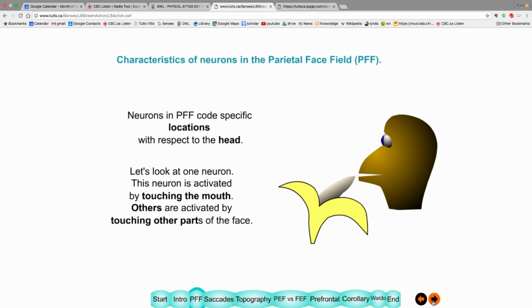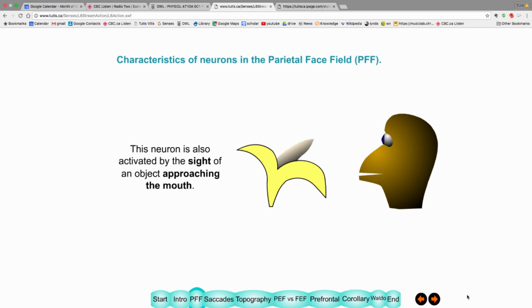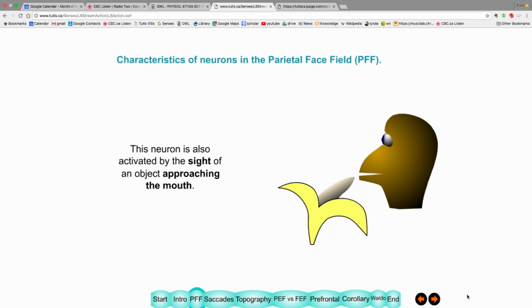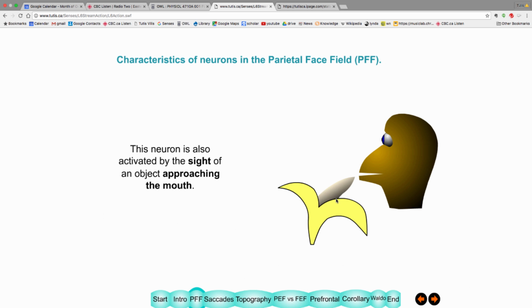Now, let's look for a minute at the parietal face field. Again, as I mentioned, it basically defines areas on your face. So, for example, here, this particular neuron will be sensitive to something touching the lower lip here. It's also sensitive to things that are heading for this lower lip. Okay, so they don't have to touch it, but the direction this object is moving seems to be towards this lower lip.